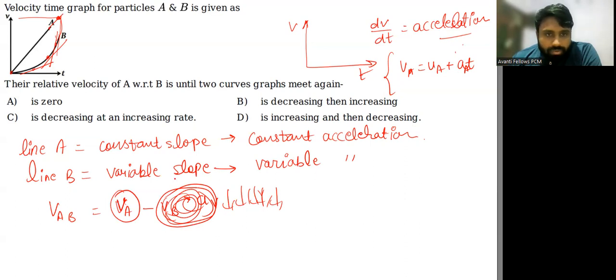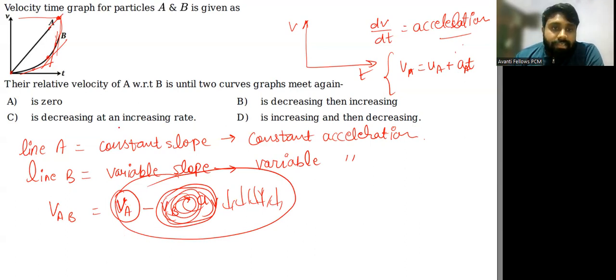So the total velocity will also decrease. But at which rate? At a constant rate or decreasing? It is at an increasing rate because this is a variable acceleration which is increasing. Got it? So option C is the correct option. This entire relative velocity of A with respect to B is decreasing, but at an increasing rate.